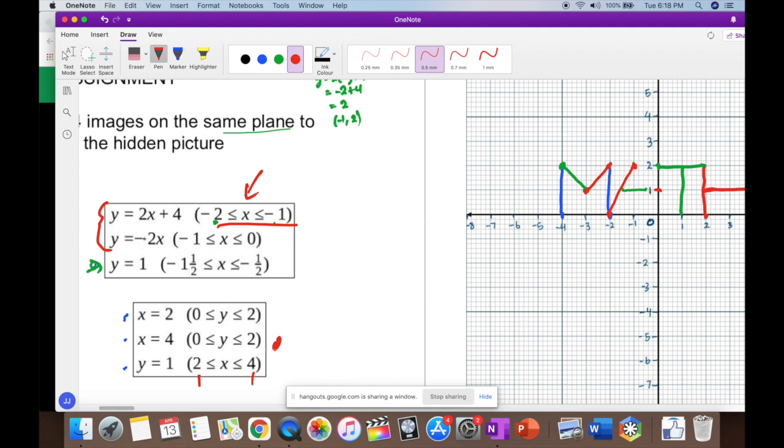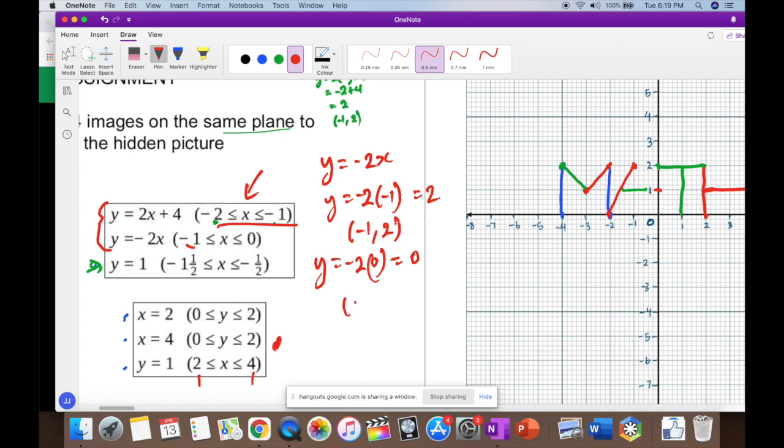So I have y is equal to negative 2x. That's an easy one, right? And let's use the range. So when x is negative 1, y is equal to negative 2 times negative 1, which is 2. So the first point, x is negative 1, y is 2. The second point is when x is 0. So y is equal to negative 2 times 0. So we can see here that y will also be 0. So therefore this point is when x is 0, y is also 0.